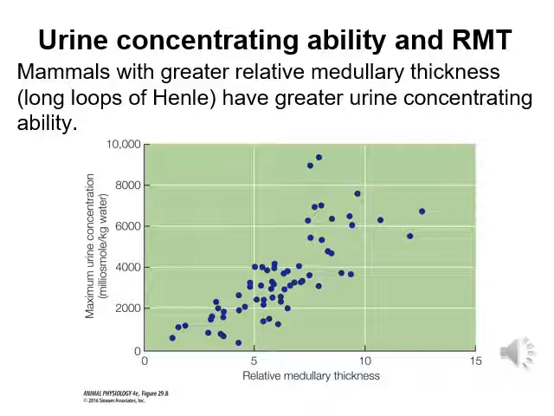In general, small mammals will have greater relative medullary thickness than large mammals. And desert-adapted species will have especially large relative medullary thickness and very high urine concentrating ability. On the other hand, aquatic mammals living in fresh water, like beaver, tend to have very low relative medullary thickness and don't produce a very concentrated urine.